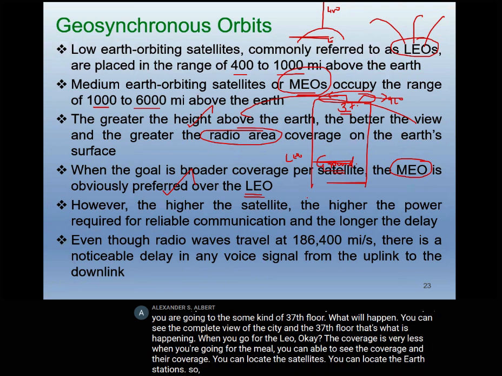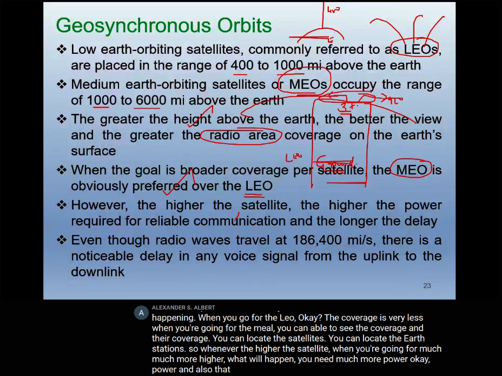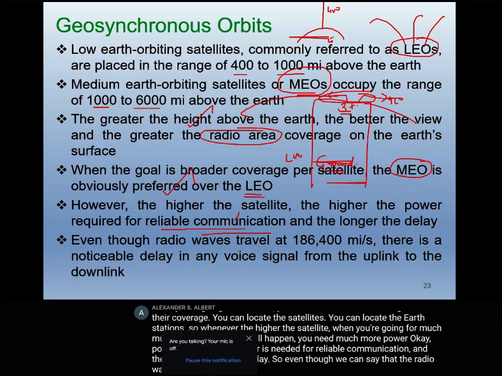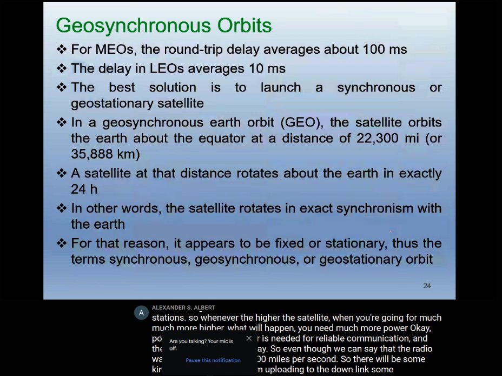So whenever the satellite is higher, when you're going much higher, what will happen? You need much more power. Okay, power, and that power is needed for reliable communication, and also the longer the delay. Even though radio waves travel at 186,400 miles per second, there will be some kind of delay in a voice from uplink to downlink. Some kind of delay will occur.